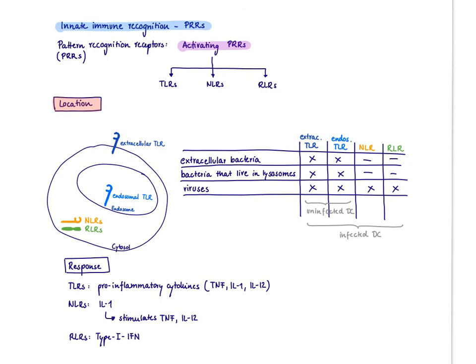So I just want to finish up with a general response that you can expect from certain PRRs. If TLRs are activated, they normally give us pro-inflammatory cytokines like TNF, IL-1, IL-12. If NLRs are activated, we get predominantly IL-1, but IL-1 can then also stimulate other pro-inflammatory cytokines like TNF, IL-12, IL-6. RLRs generally give us type 1 interferon. This concludes the video on pattern recognition receptors.